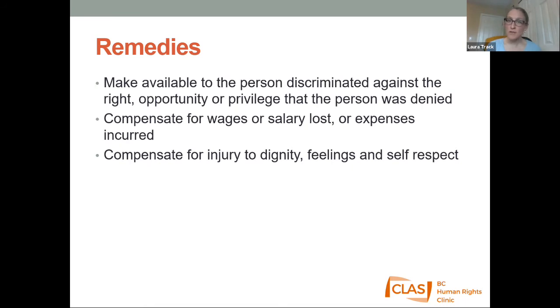Maybe there were moving costs that you had to pay because you were evicted for a discriminatory reason. And the tribunal can also order the respondent to compensate you for what's called injury to dignity, feelings, and self-respect. And that's the sort of psychological impact of discrimination, the emotional harm that the discrimination caused.